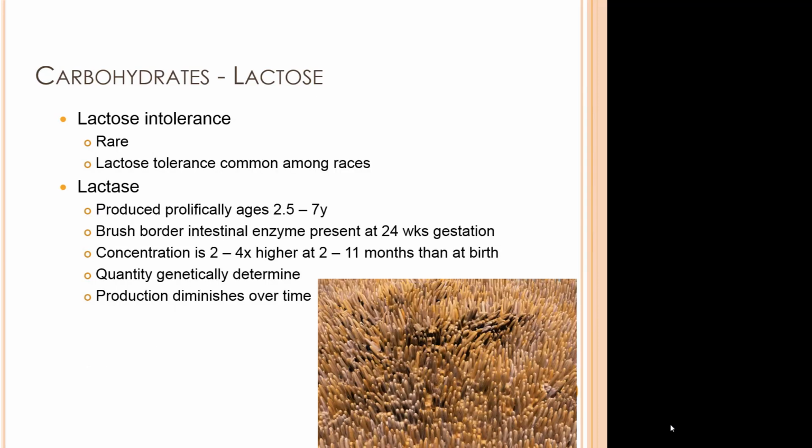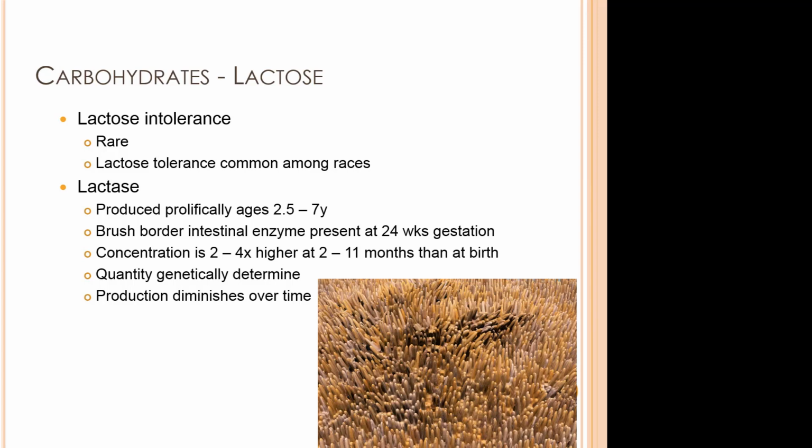Just to note that primary lactose intolerance is extremely rare, and a high degree of lactose tolerance is generally exhibited by infants of all races. Lactase, and again, you remember that the ASE or the ACE at the end of a word indicates that it's an enzyme. So lactase is the enzyme that is produced prolifically from the ages of around 2.5 to 7 years of age, and it's a brush border intestinal enzyme present by about 24 weeks gestation.